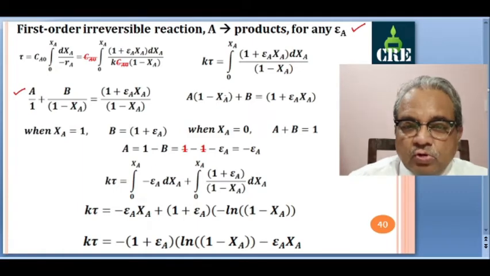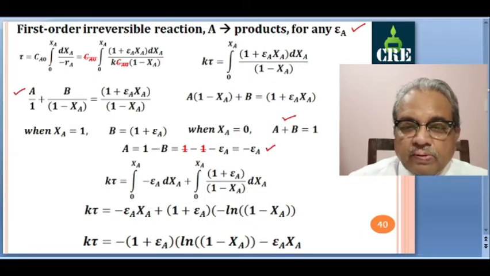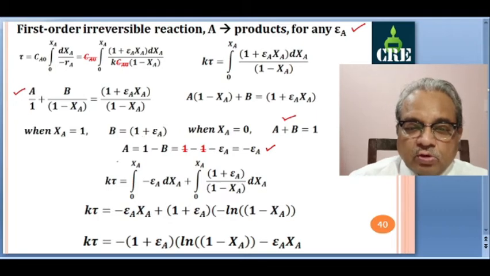That is, we are equating the numerators. So when xa is equal to 1, this term becomes 0 and you get B is equal to 1 plus epsilon A. If you substitute xa is equal to 0, so A plus B is equal to 1. We know B, so we can find out A. A will be 1 minus B, so 1 minus (1 plus epsilon A). This 1 cancels out and minus epsilon A is the value of this constant A. B is 1 plus epsilon A.